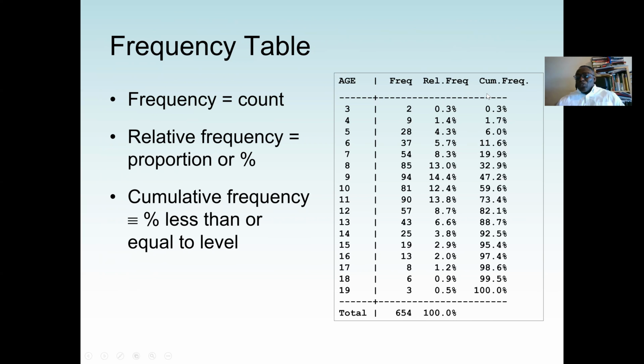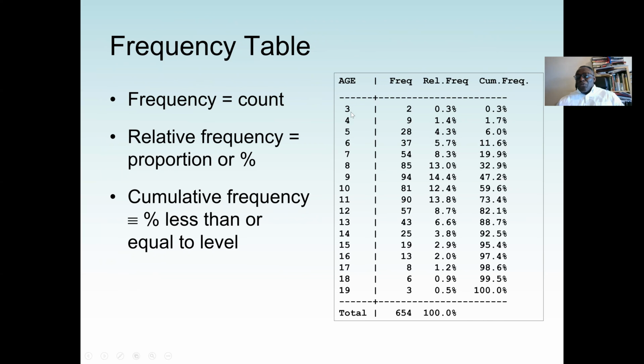Then for cumulative frequency, we are adding the previous one. So first is 0.3. Second, we get 1.7. Why? Because 1.4 plus 0.3. Next, we get 6. Why? Because 1.7 previously plus the present 4.3. So that will give me 6.0. At the end also, we should get 100% or 1. So this is the concept of a frequency table.